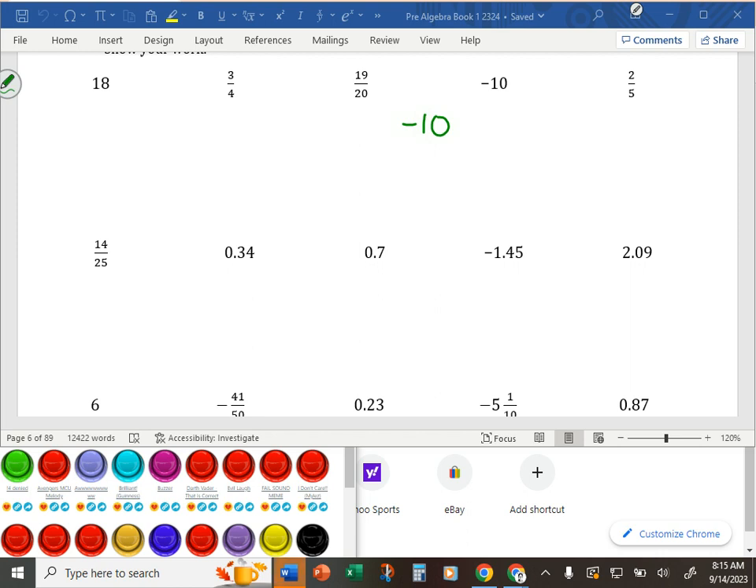Yep, negative 10 over 1. Right? Negative 10 wholes. Negative 10 divided by 1 is still negative 10. How about a decimal? Negative 10 wholes, how is that written in decimal form?